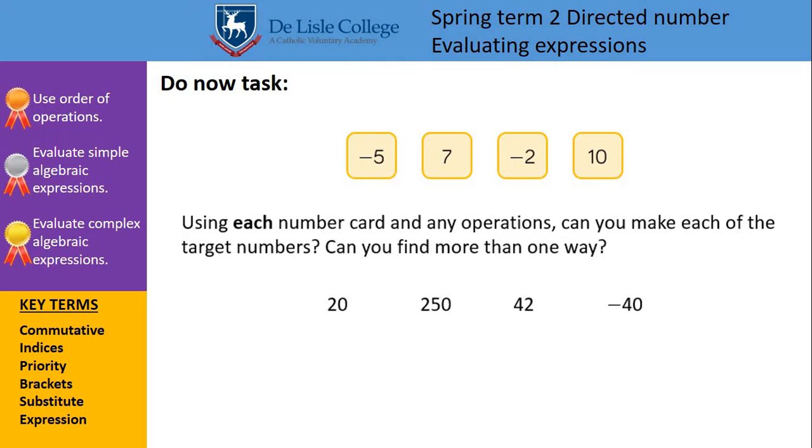Last one, -40, I went with -2 times 10, which is -20. And then if I did -5 plus 7, I get to 2. Now to multiply those two together, -20 times 2 leaves us on -40. Well done if you found more than one way on some of those.